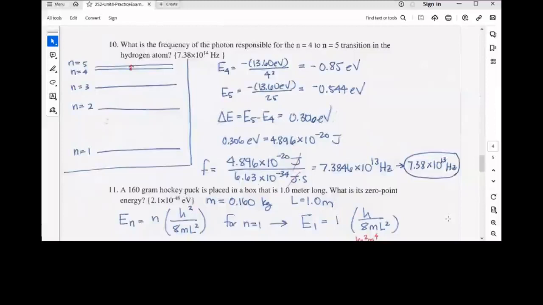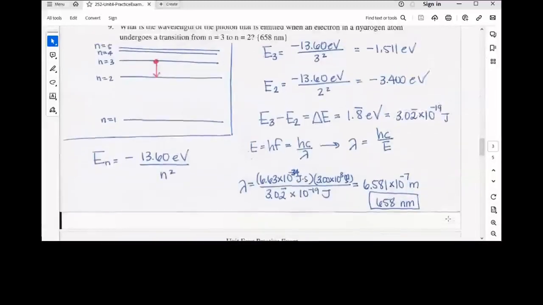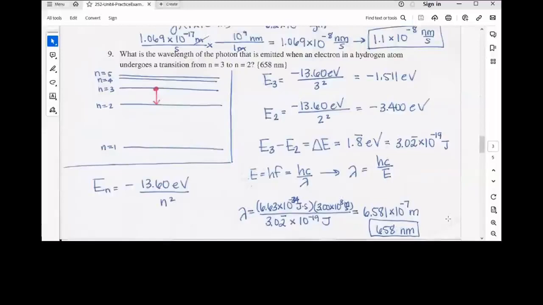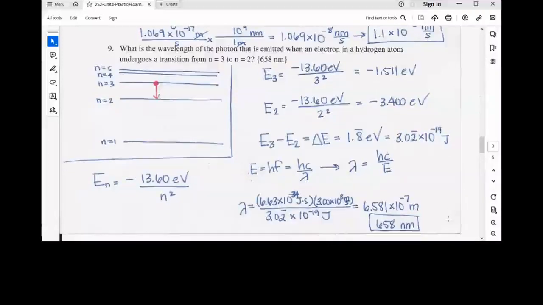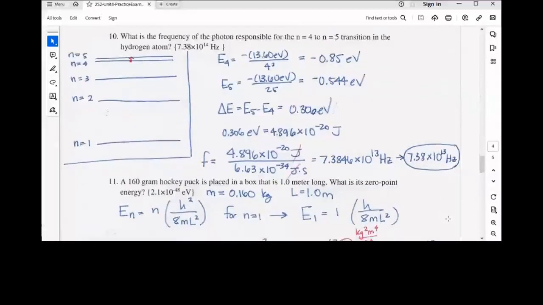Number 10, what's the frequency of the photon responsible for the n is equal to 4 to 5 transition in the hydrogen atom? So I'll backtrack for a moment because I didn't mention it here, but it is relevant. The photon that has to be emitted in order for our electron to jump from state 3 to state 2 would result in an emission line in the emission line spectrum that we talked about in the quantization chapter. So if a downward arrow correlates with emission, an upward arrow would correlate with absorption. So what we're doing is finding the frequency that correlates to an absorption line in the absorption spectrum.